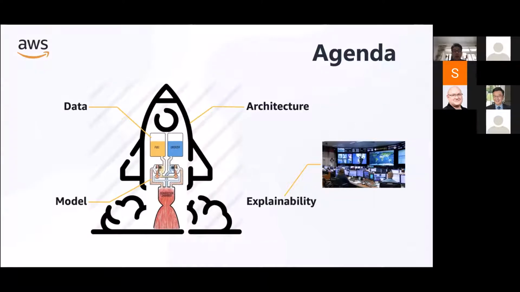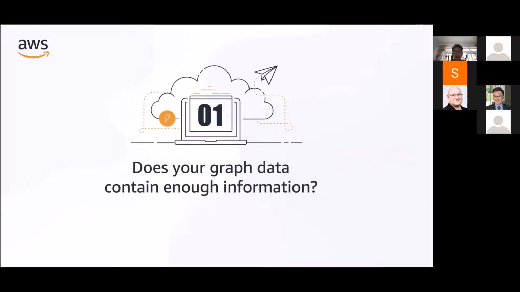So those are the 4 perspectives I'm listing here: the data, the model, the solution architecture, and the explainability. Very differently from the academia domain, normally the first challenge or question I get is related to the graph data. Many times I need to answer this question: does your graph data contain enough information to use a graph neural network, or even any graph-related machine learning technologies?